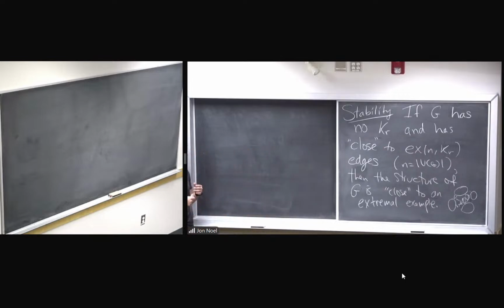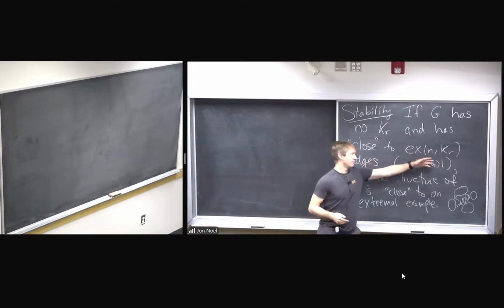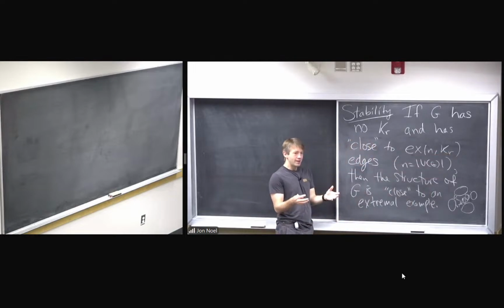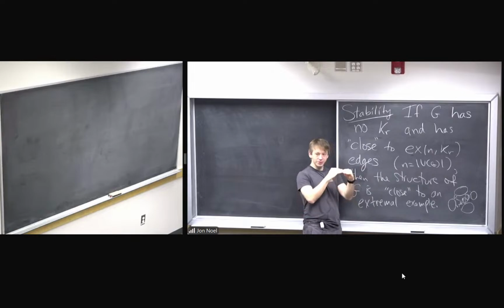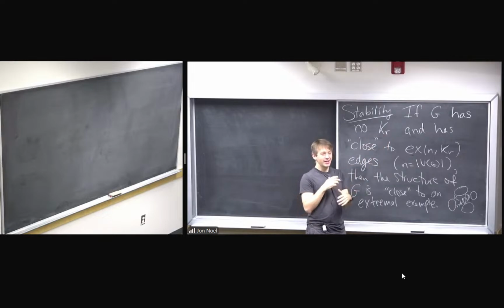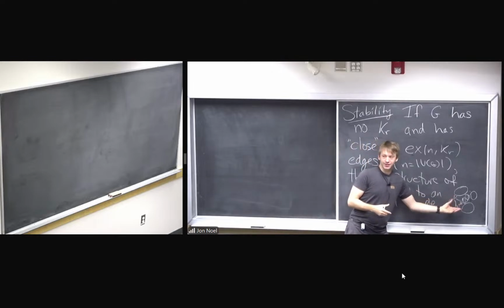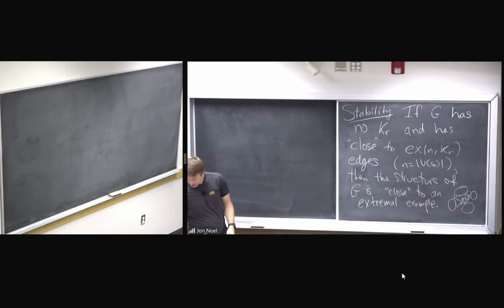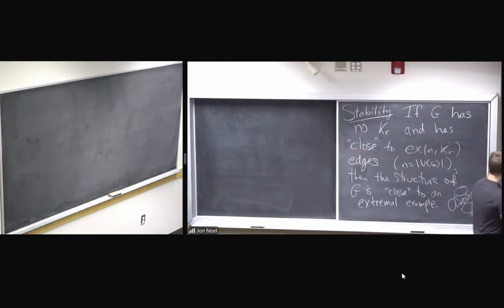We've been doing mostly supersaturation, which says if your number of edges is much bigger than this number, then you have a lot of copies of H. This is a different topic where the number of edges is going to be below the extremal number, but close to it, and it has no K_r. And then you want to say that it's got to look kind of like one of these constructions. There are different versions of this statement. I'm going to prove one today that's quite elegant and nice.